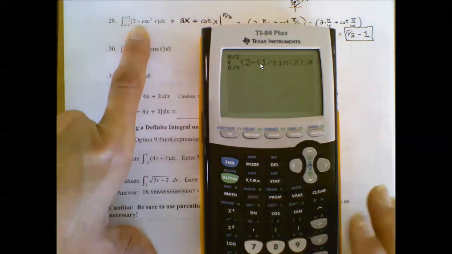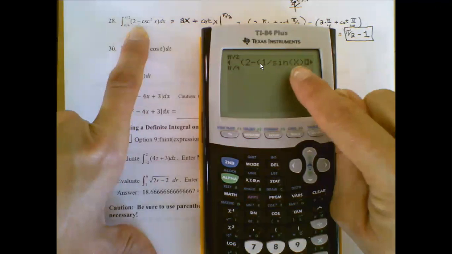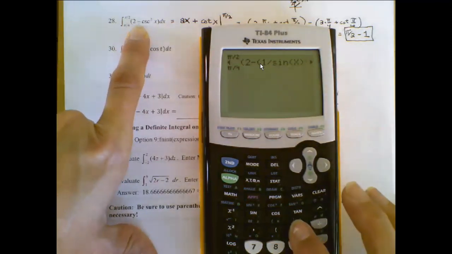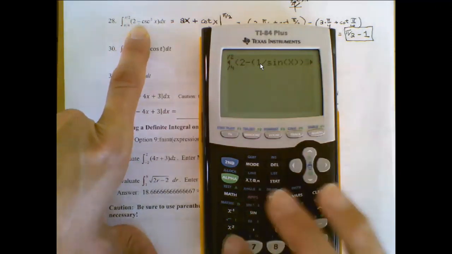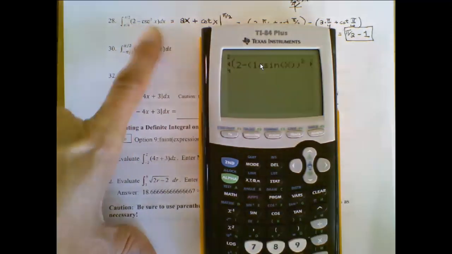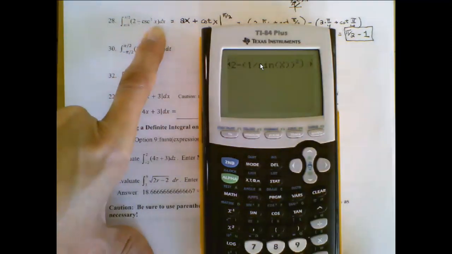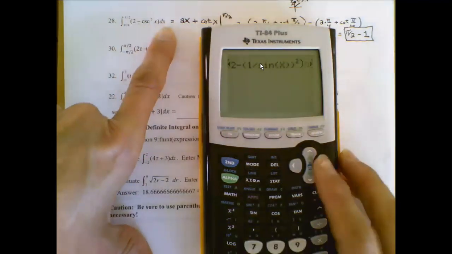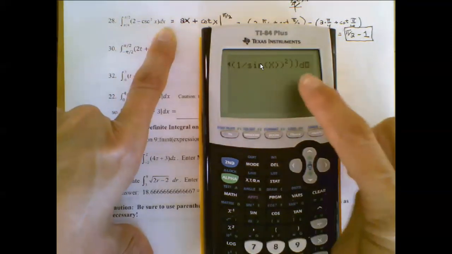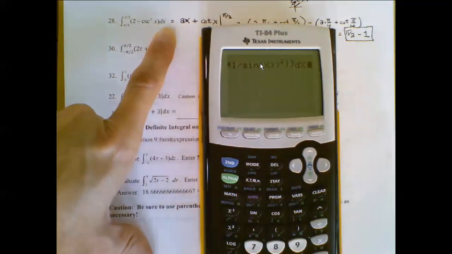And because my calculator opened a parenthesis before the x, I had to close that parenthesis and then close the parenthesis I opened, and then square that, and then close this last parenthesis. And the last thing showing is my variable of integration is x. Same answer.